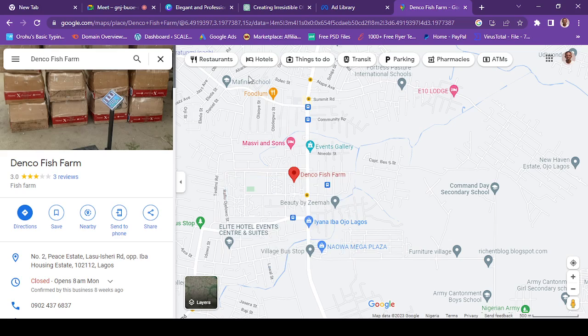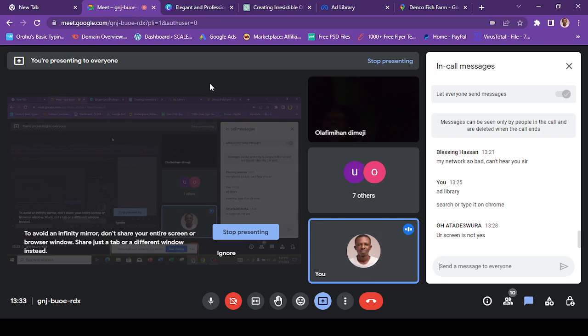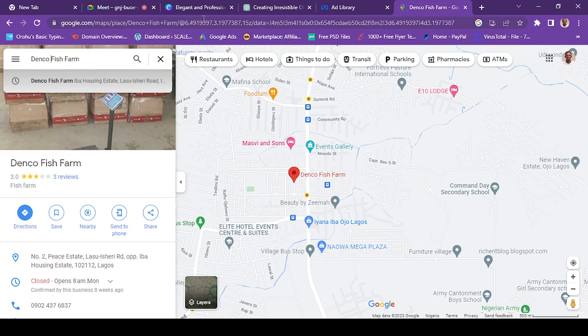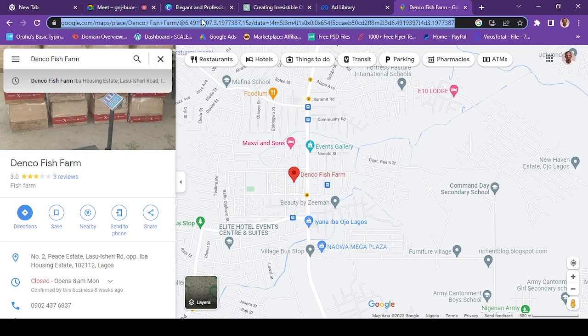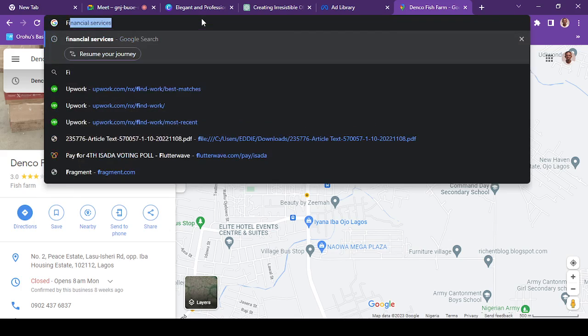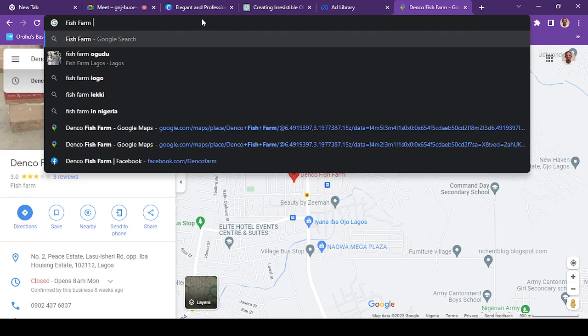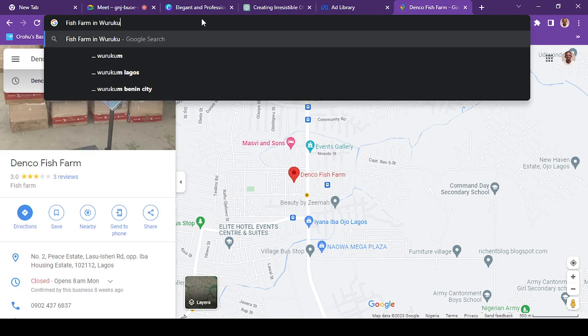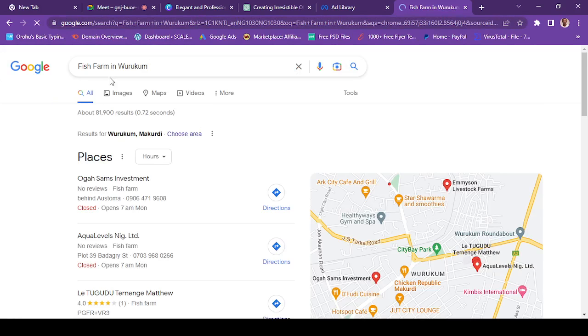Okay, let's assume that you've not even heard of Denko fish farm. You don't know if there's any fish farm around your location. You want to start your online business and you want to create a Google My Business account. I can decide to come to this place and type fish farm in so location. So I can type fish farm in Wurukum. I'm currently in Wurukum, Makurdi. So I can type it this way.